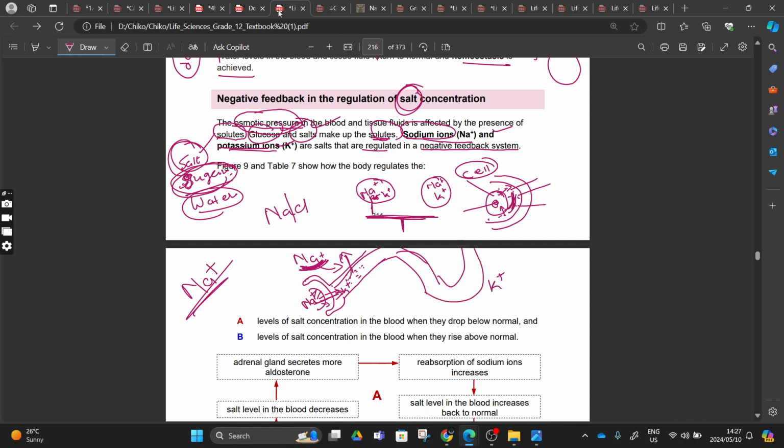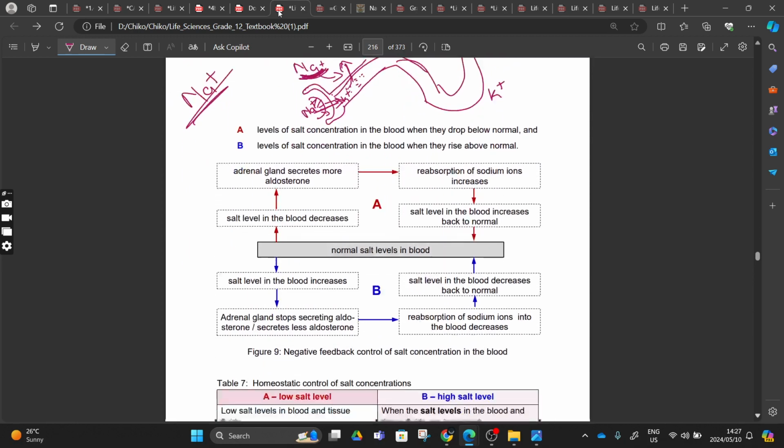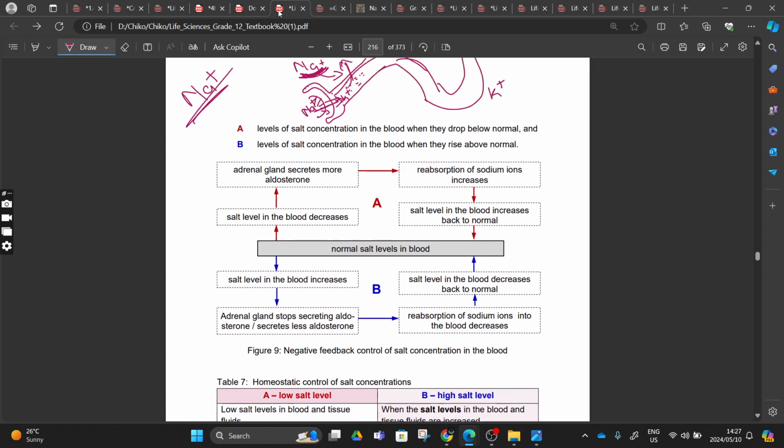So let's see. But our salt is regulated, and the figure shows this one, right? So this is our scale, this is our ship. Then in our ship, we have our north, and then we have our south, right? But the salt level in the blood decreases.